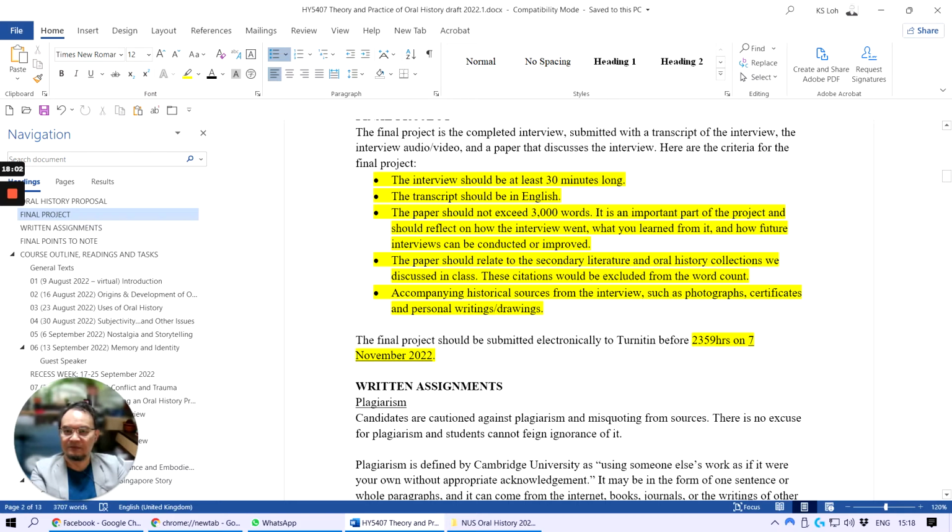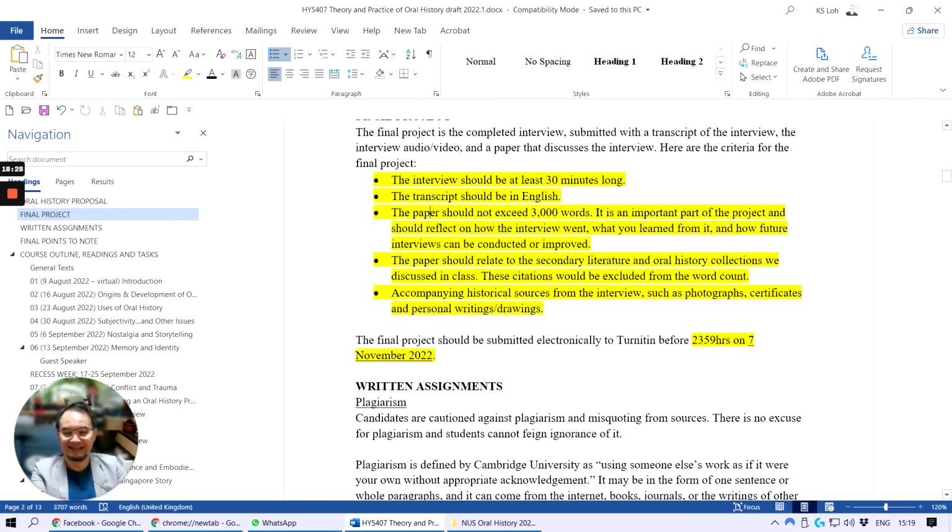Now, the interview can be in different languages. Okay, if the person doesn't speak English, the interview can be, for example, in Tamil or in Mandarin or Chinese dialect, but the transcript has to be in English, right? Because that is the medium that we are using.